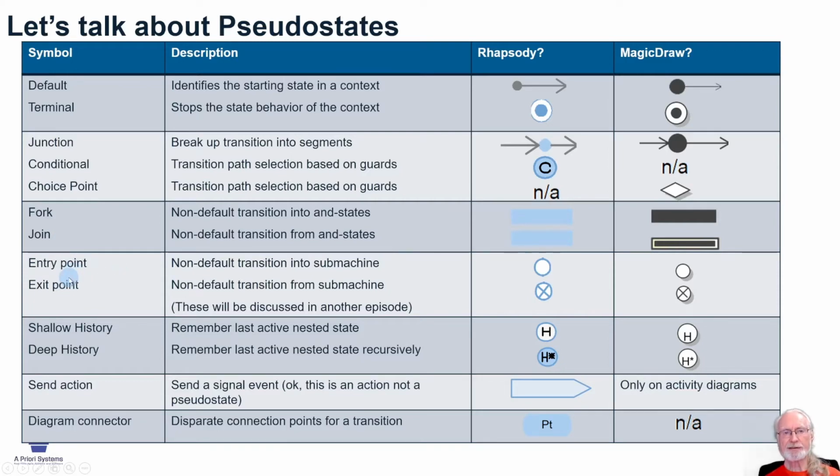In the next episode, we will talk about submachines where entry and exit points are used, but they are pseudostates. We'll talk about history. We'll talk about the send actions, even though they're not really pseudostates, they're actions, but we'll talk about them today. And we'll talk about the diagram connector, which is a Rhapsody-only feature.